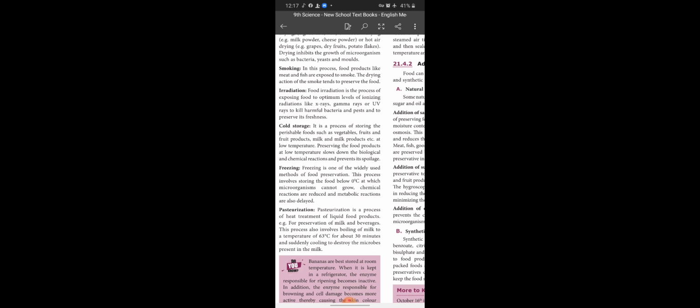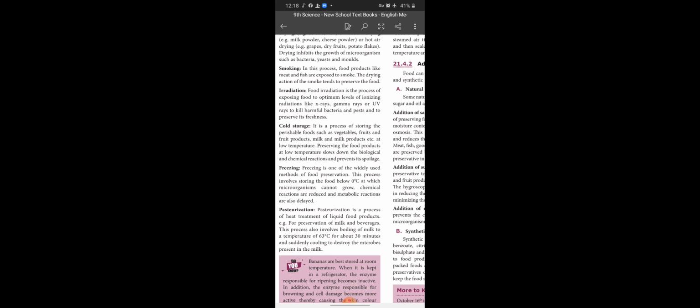So next is freezing. Actually there is a difference between cold storage and freezing. In cold storage we keep things in the refrigerator at low temperature. But in freezing, what happens? The things are preserved below 0 degrees Celsius, that is, in minus degrees Celsius. Below 0 degrees Celsius is not suitable for the growth of microorganisms and also the chemical and metabolic action of the microbes. Hence the growth of microbes is delayed and it prevents the spoilage of food.